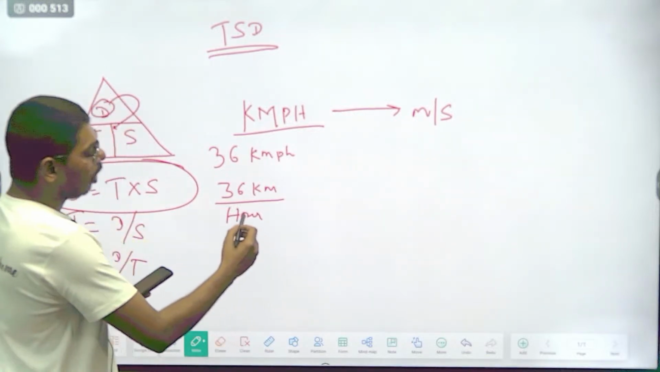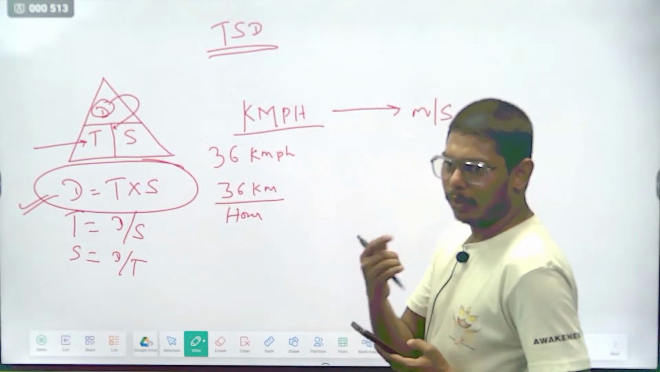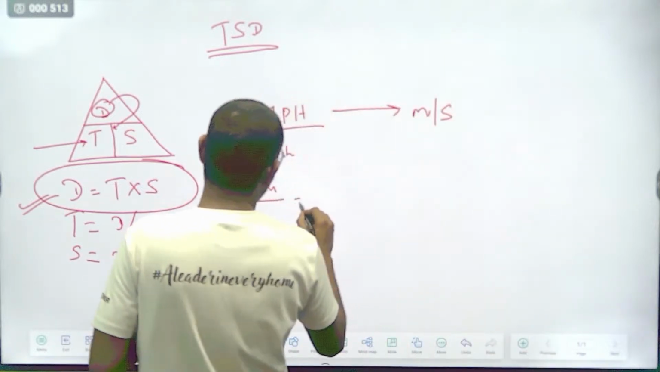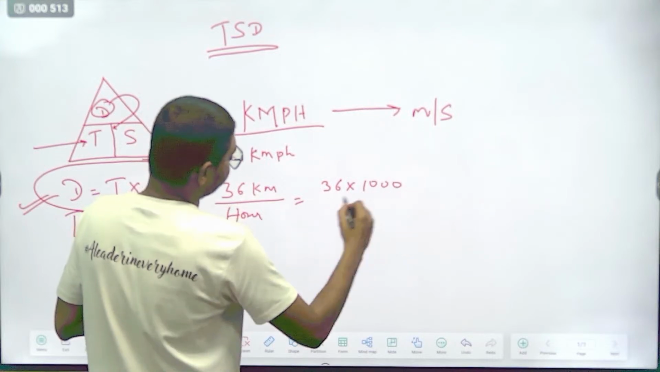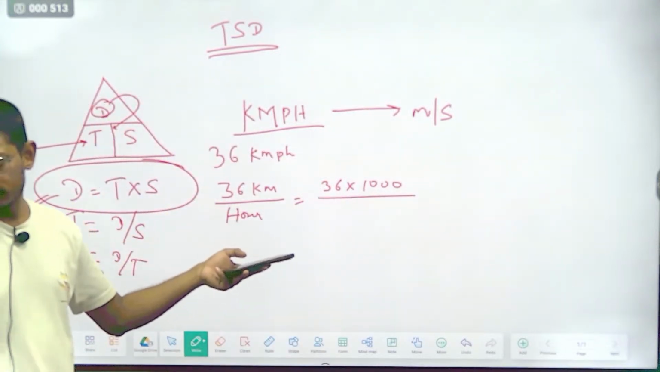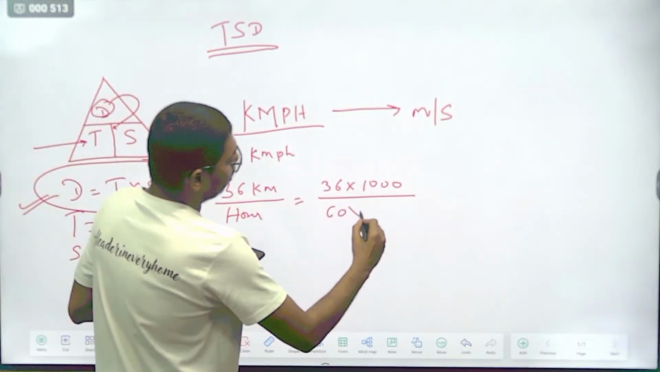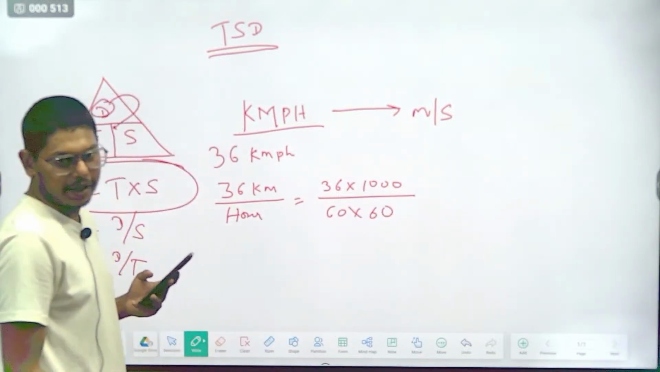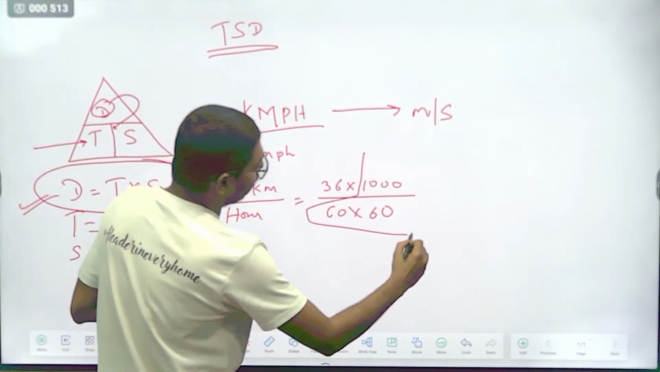Kilometer means what? 1 kilometer means 1000 meter, right? So can we write 36 into 1000? Hour is 60 minutes, or otherwise 60 into 60 seconds, right? Just we take this stuff out.